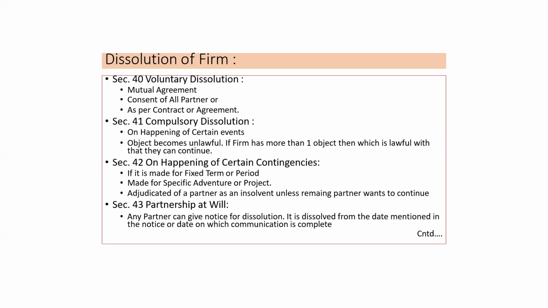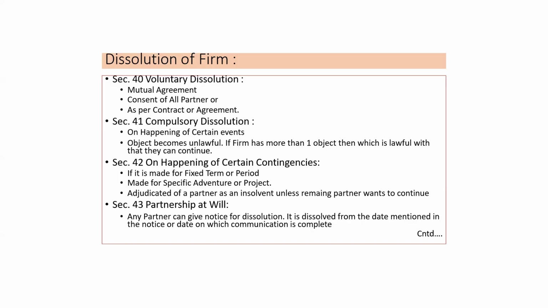Dissolution of firm. Section 40 talks of voluntary dissolution, and Section 41 talks of compulsory dissolution. Voluntary dissolution can be made by mutual agreement with the consent of all the partners, or as per the contract or agreement entered into between the partners. Section 41 talks of compulsory dissolution. It could be on the happening of certain events, suppose death of a partner, or if the object becomes unlawful. And if the firm has more than one object, then they can continue with the object which is lawful.